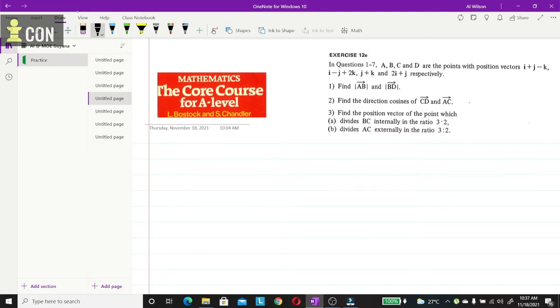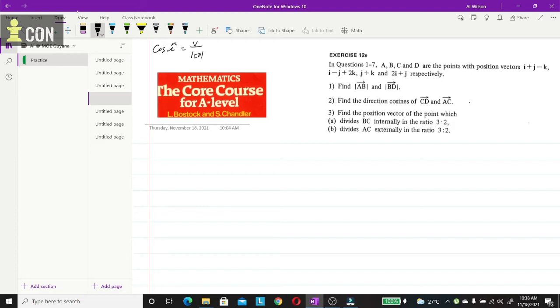Good. So we're now going to move on to number 2. We're looking at finding the cosines of CD and vector AC. So before I actually go into anything else, since we're given it in i, j, and k, I'm going to have cosine of the angle i is equal to the vector that we have divided by what we're actually going to find the magnitude of, which is CD.